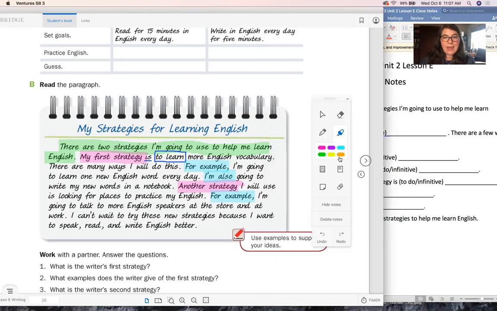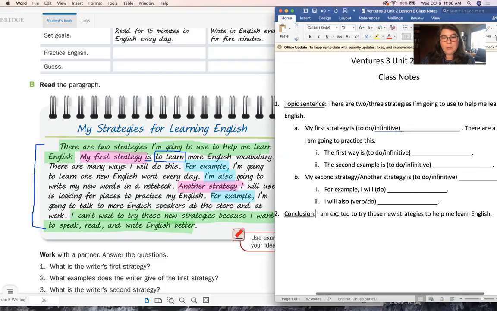Okay. And then at the end, what do we have at the end? I can't wait to try these new strategies because I want to speak, read, and write English better. So this part here says, I'm going to use strategies, and here I'm excited about these strategies. It's like the bun on the hamburger, right? The beginning and the end, it should be almost the same. So here, conclusion, I'm excited to try these new strategies to help me learn English, or I'm looking forward to trying these, or these are great ideas that will help me, something like that.